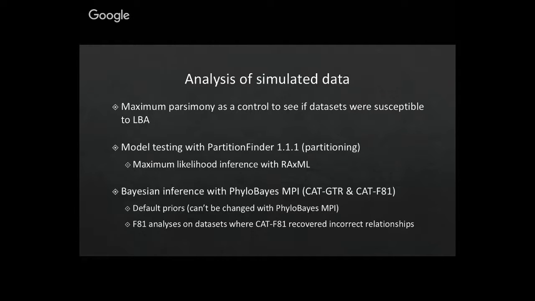We also ran an F81 analysis with a single F81 model on data sets where CAT-F81 recovered incorrect relationships. I think it'll become self-evident why we did that in a moment. But that was just to explore whether the failure of CAT-F81 was a result of having equal relative exchangeabilities across the entire data set, or whether the CAT component of that model was potentially causing some error.